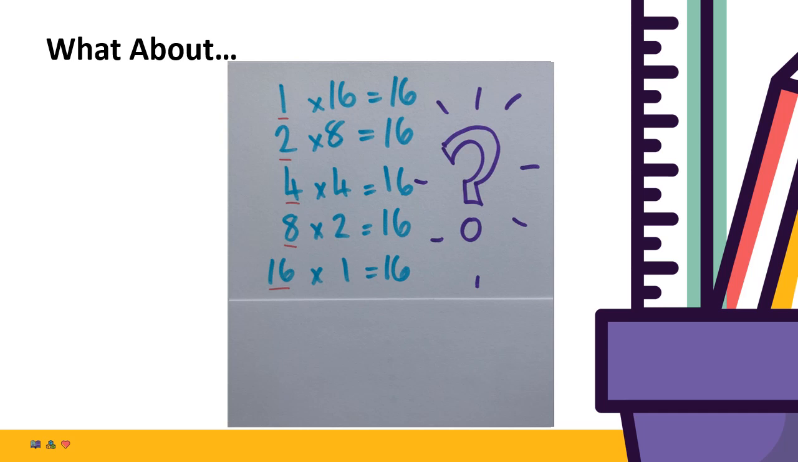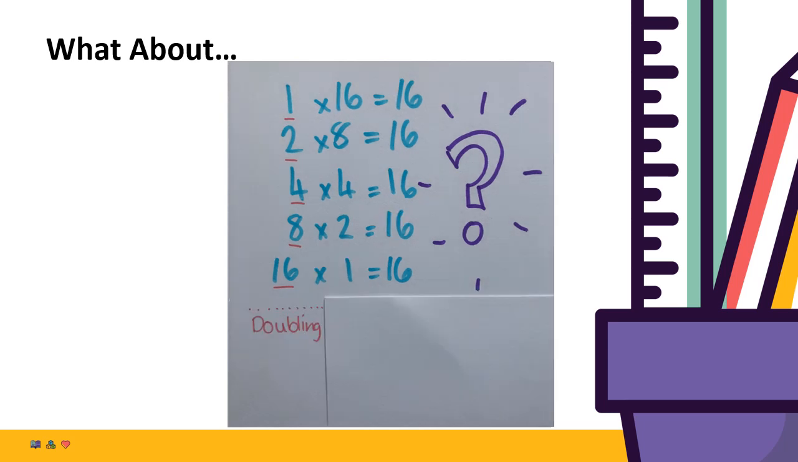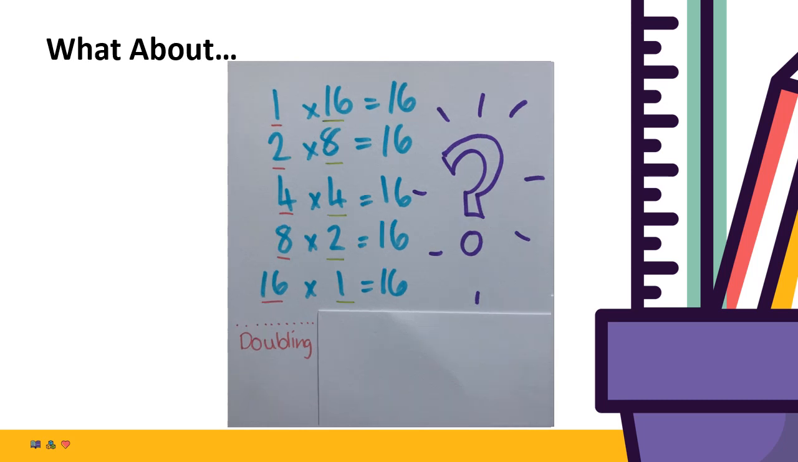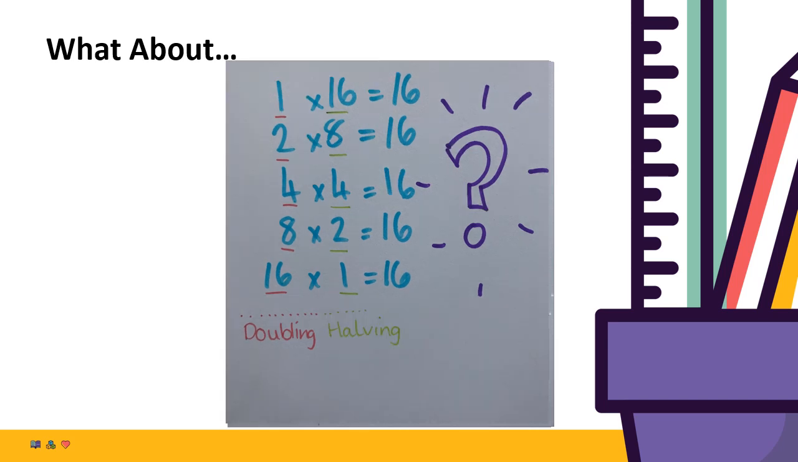If I take a look at the first factor in each of these questions, so they're underlined in red and they're 1, 2, 4, 8 and 16. Each time they're doubling. And if I take a look at the second factor, which are underlined in green, the 16, 8, 4, 2 and 1, each time they are halving.